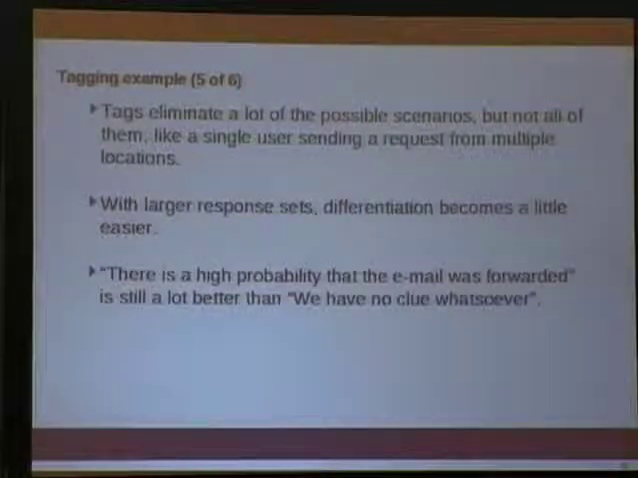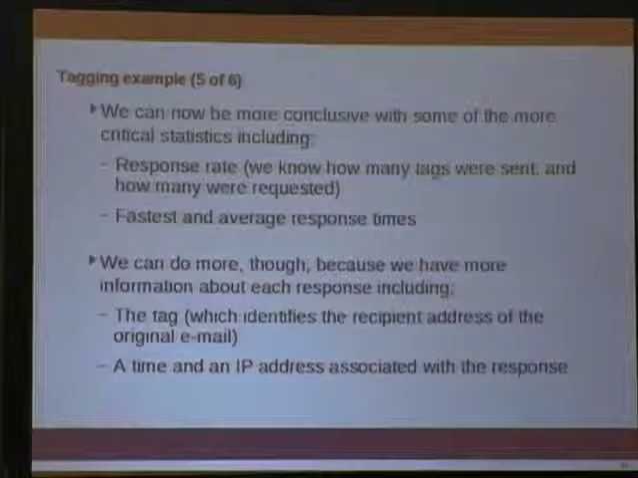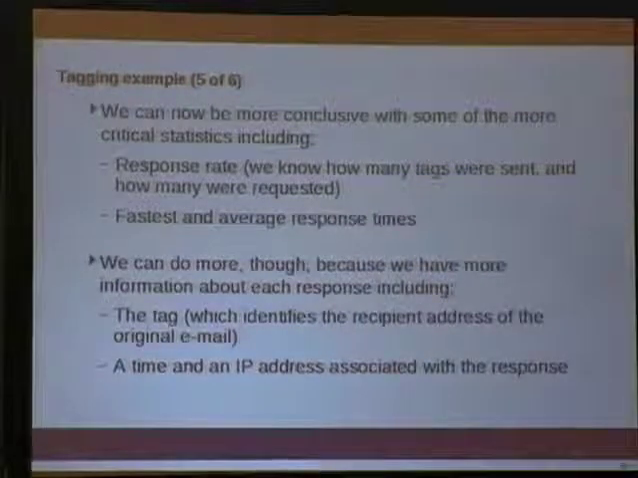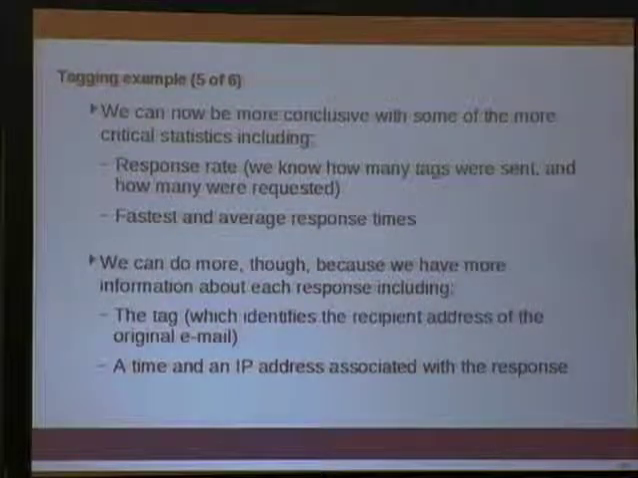With larger response sets, differentiation becomes a little bit easier, though. The more responses we have, the more we can try and figure out what's going on. From a reporting perspective, being able to say that there's a high probability that an email was forwarded, it's still a hell of a lot better than we have no clue whatsoever. So it's still very useful already. And we can be more conclusive about some of our statistics. Our response rate. Just being able to report on a very conclusive response rate is very useful. We can start to look at things like fastest and average response times as well.